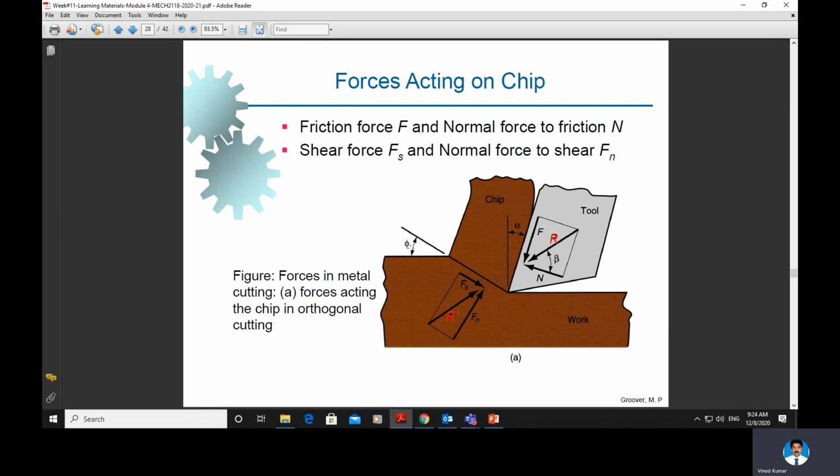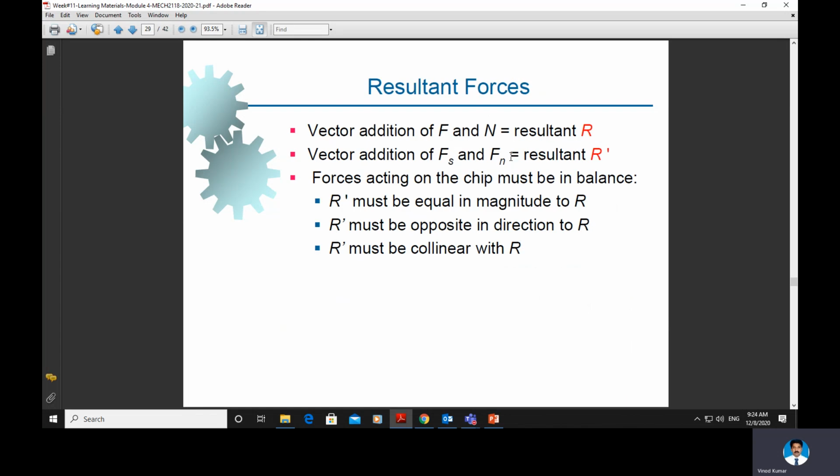The shear plane angle is represented as phi, and the rake angle, the angle of the tool, is represented as alpha. So the friction force is represented by F. Normal to the friction force is N. The resultant is R. The shearing force is Fs, across which the shearing takes place, and the normal force to shearing is Fn, and the resultant is R dash. In order to balance the operation, R dash must be equal to R, and must be collinear and opposite to each other.